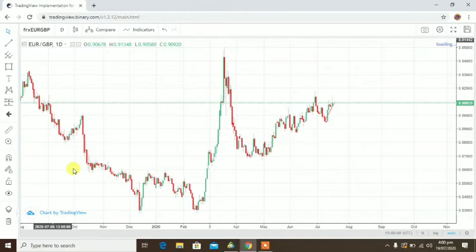So this is the daily time frame of EurGbp. Price is also trending up, but as we can see from our daily time frame, price is currently at a resistance level, a strong resistance level in the daily time frame. Okay, let's identify the key level using our rectangle object.